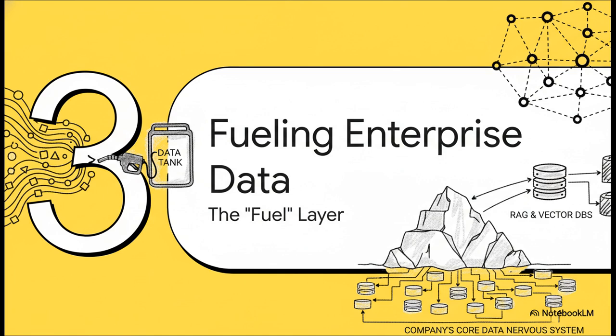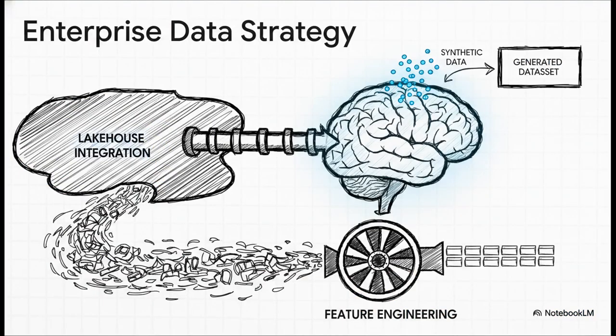Now, we all know about RAG and vector databases, but in a real enterprise, that is just the tip of the iceberg. The architect has to be the one who can connect the AI to the company's core data nervous system. And that means going way beyond just chunking up a few documents. It means integrating directly with these massive data stores like a Delta Lake.